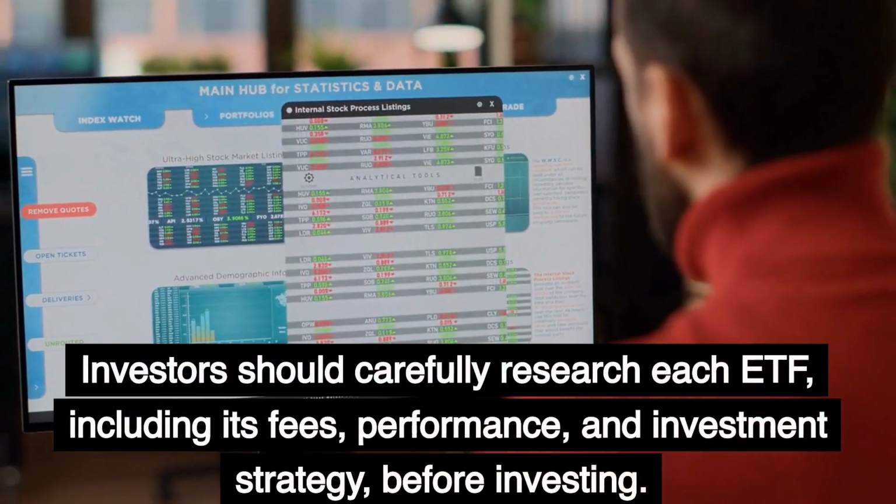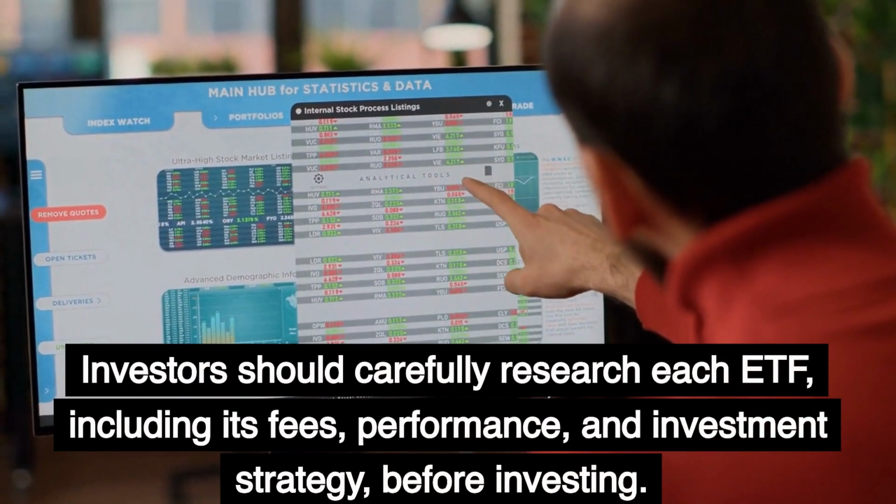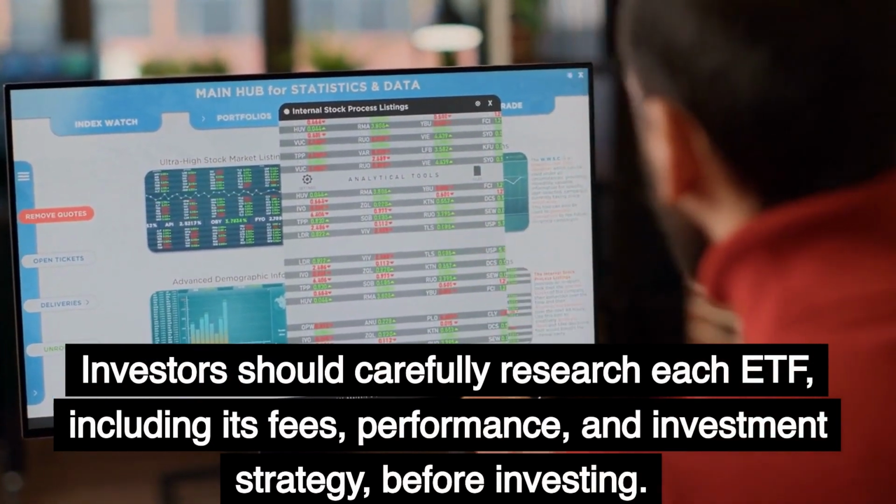Investors should carefully research each ETF, including its fees, performance, and investment strategy, before investing.